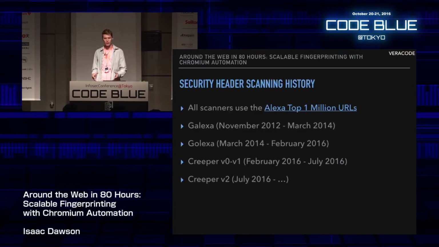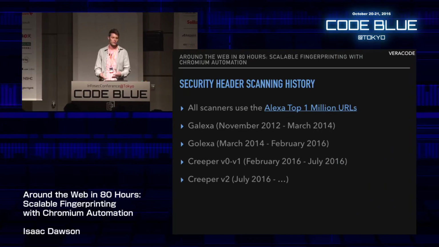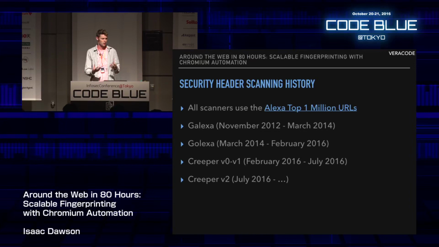All my scanners use the Alexa top 1 million URL list. It's a list you can download from Alexa. It's a free list. It just contains the URLs and then the ranking. So the first scanner I wrote was called Galexa. It was written in Python and gevent. gevent is an asynchronous framework or library you can use with Python. That would write to Kyoto Cabinet, which is a key value store. From there, I would then import into MySQL to do my reporting and analysis.